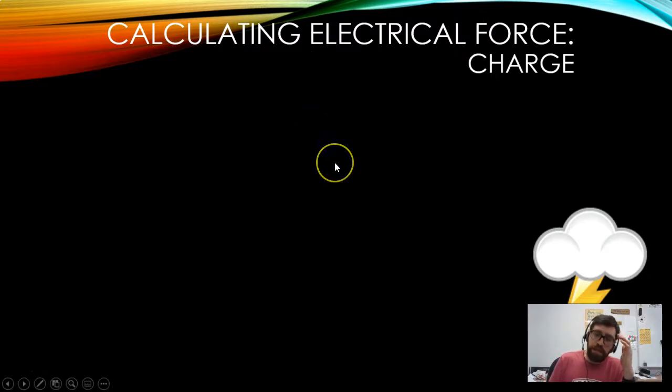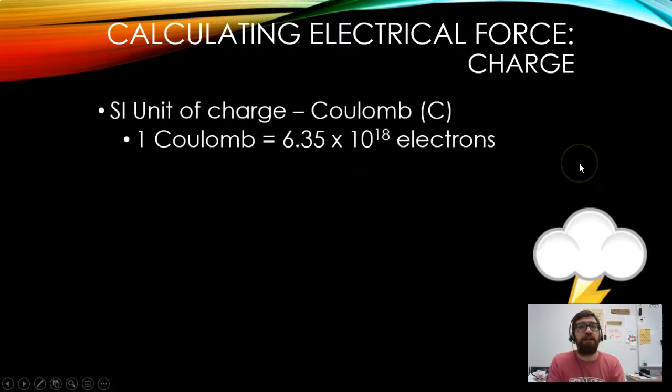First thing you need to know is that there is a metric system or SI system unit for charge, and that unit is called the Coulomb. I think it's a French guy's name. Capital C is the abbreviation of that. 1 Coulomb is equal to 6.35 times 10 to the 18th electrons. That's a big number. That's a lot of electrons.